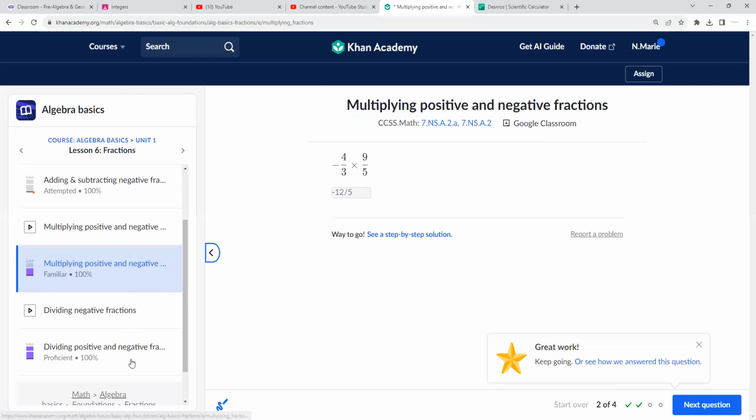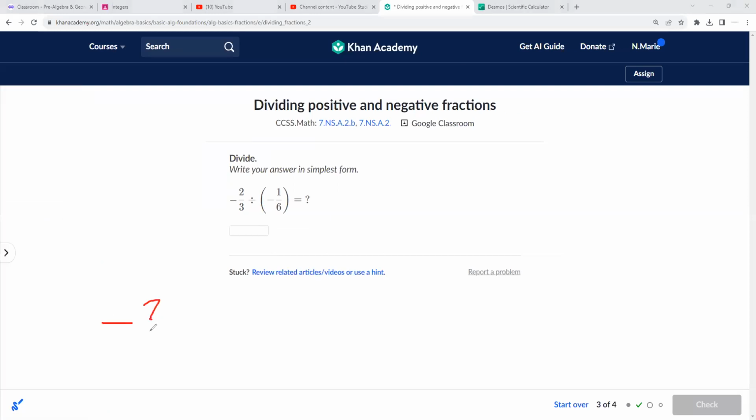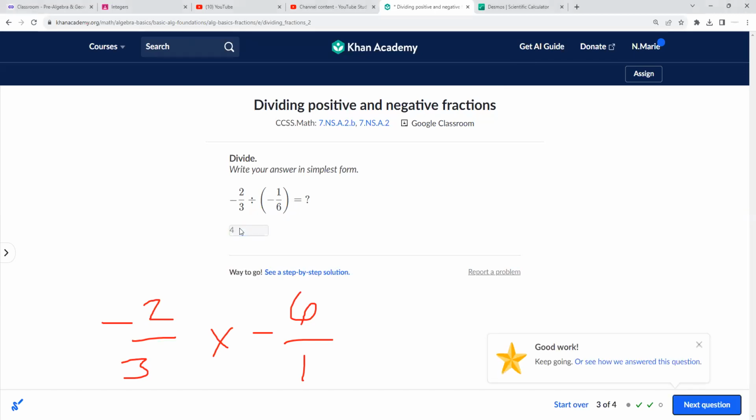For dividing fractions, also simple, just one rule applies first. You take the second fraction, you flip it, and you multiply. So I'm flipping this fraction. It went from -1/6 to -6 over 1. And same thing, you just multiply straight across, you get 12, +12 over 3, which is 4.